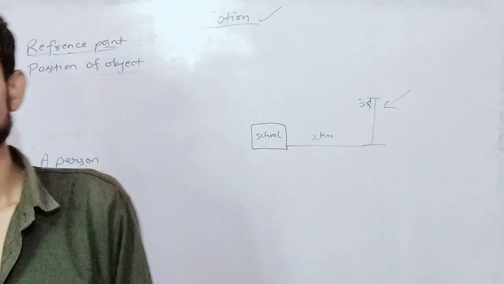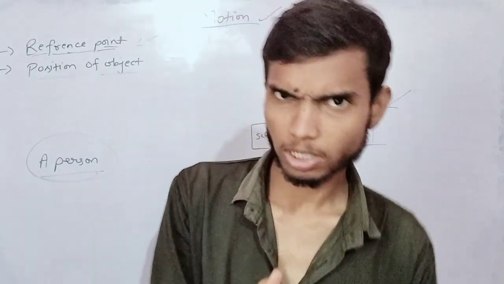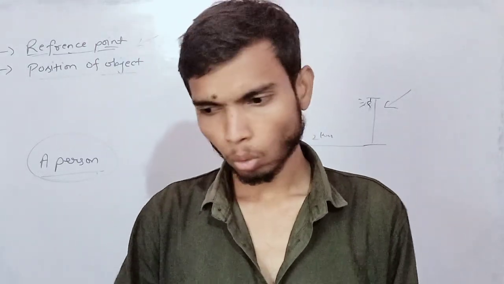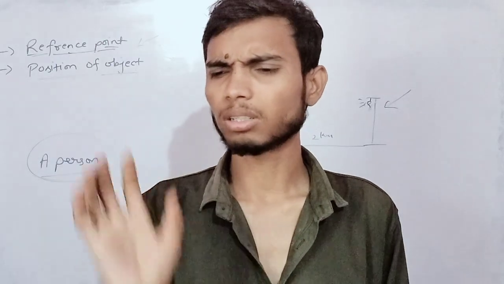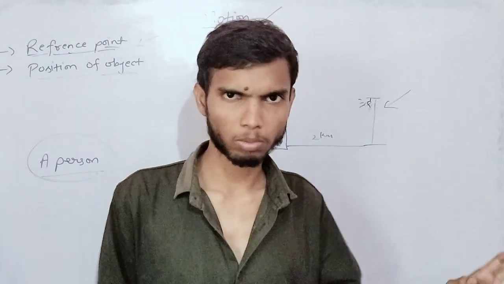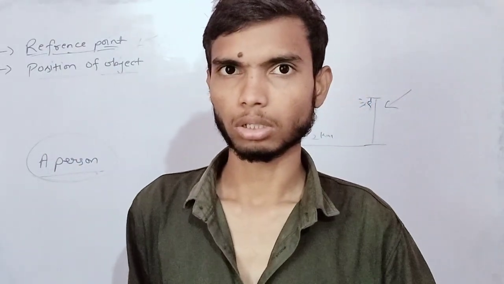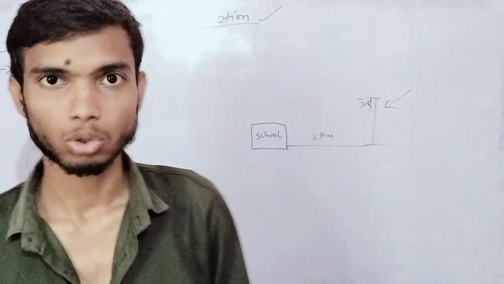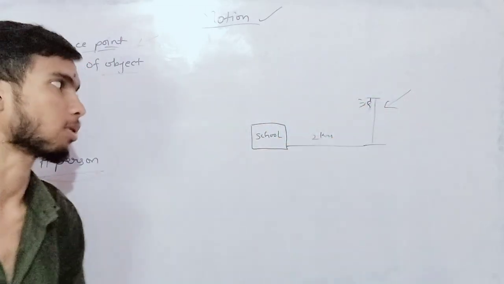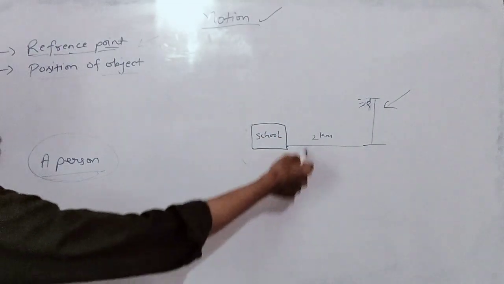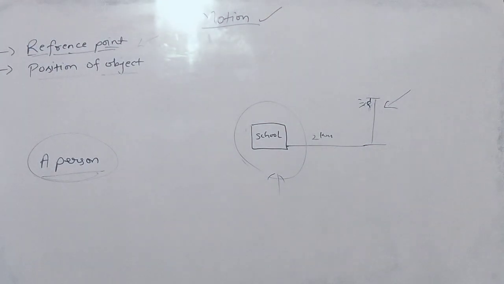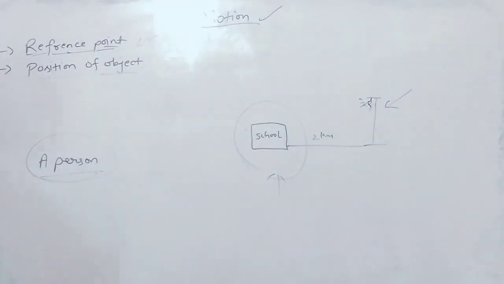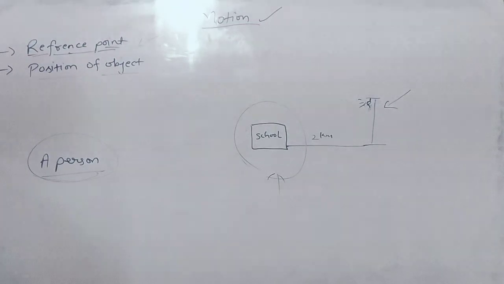Person B said that after covering a little distance, you will see a tower. Now how much distance do you cover? 2 kilometer distance from the tower. Then where will you be? At this location. So here person B took this as a reference point to tell the location of this school. That is how we consider any object as a reference point to tell the position of another object. Clear? Clear.